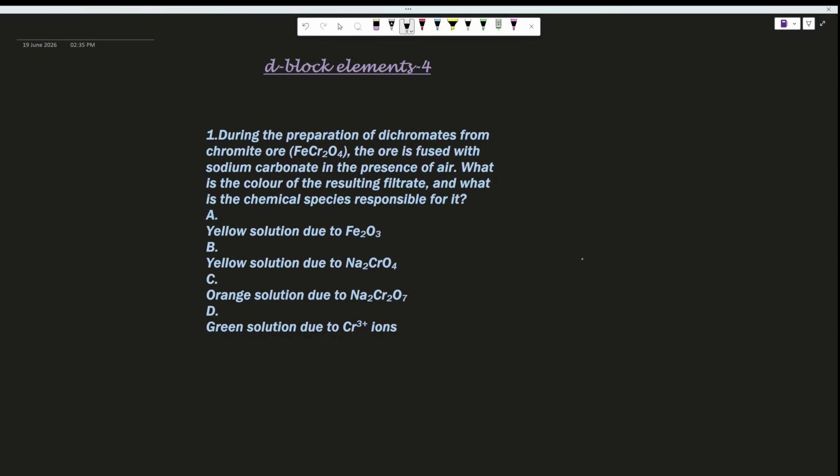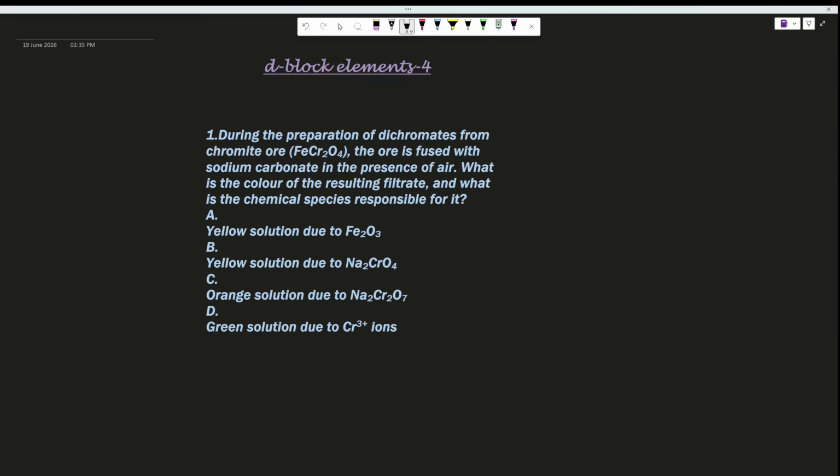Students, today we are at the fourth part of d-block elements and we are going to discuss some important questions related to potassium dichromate and potassium permanganate. So let us take the first question.